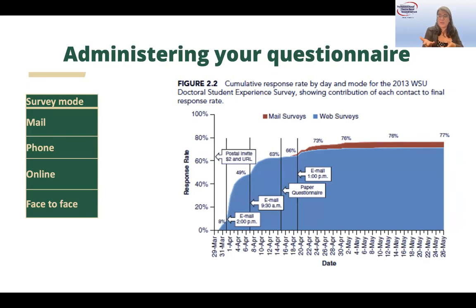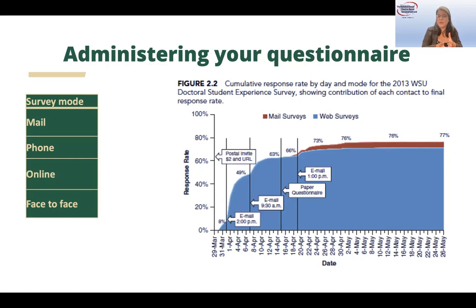So here we have one example of a survey that was conducted by a group of investigators at WSU. What they did is they sent a postal invite in the mail with a $2 check or cash with the URL of the survey. You can see that not many people typed in the URL, but they received that incentive to respond to the survey. Then afterward, they sent an email, the same day, the next day.